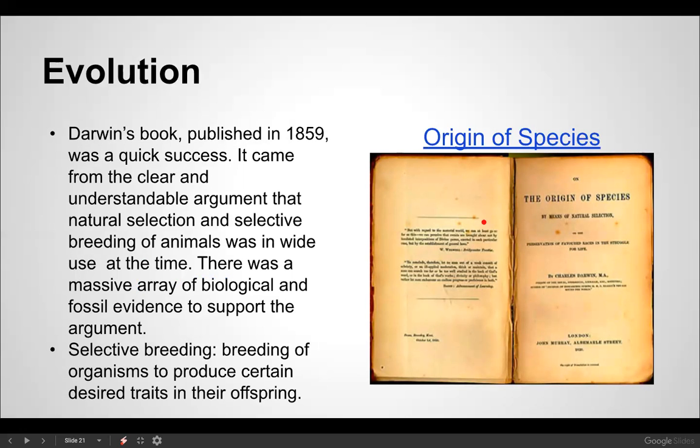So his book, called The Origin of the Species, came out in 1859, with very quick success. It came from the clear and understandable argument that natural selection worked like selective breeding of animals, which was in wide use at the time. There was a massive array of biological fossil evidence to support his argument. Selective breeding of organisms produces certain desired traits in their offspring. Now, again, with a very religious type of climate, this was not something that he wanted to publish lightly. So he wanted to make sure he had all the information that he potentially could have to help support his theories.